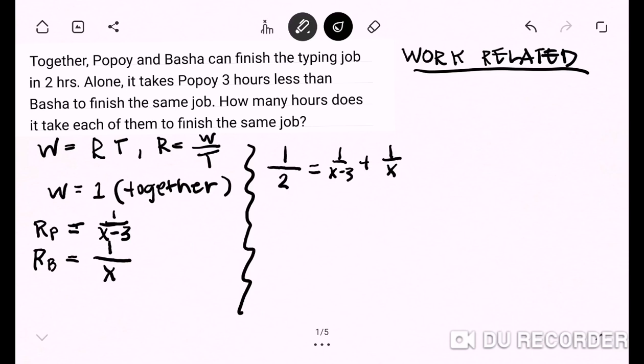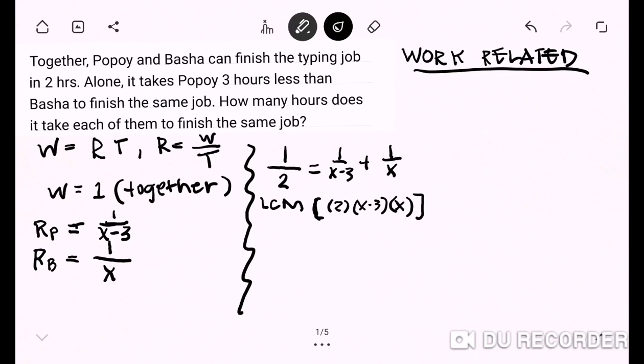So doing that, we have first to identify ano yung ating LCM. So ang LCM natin ay product ng ating lahat ng denominator. So ibig sabihin, product siya ng 2 times, linawan natin. So this is product ng 2, product ng x minus 3, at product ng x. So meron na tayong LCM. So yung LCM, this will be multiplied in both sides ng ating equation.